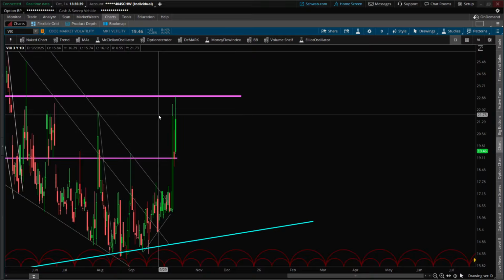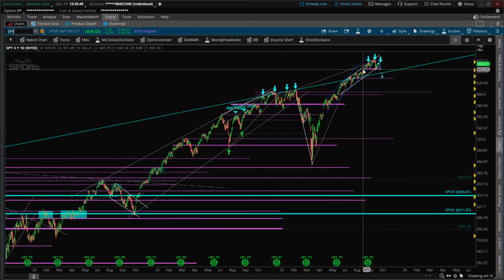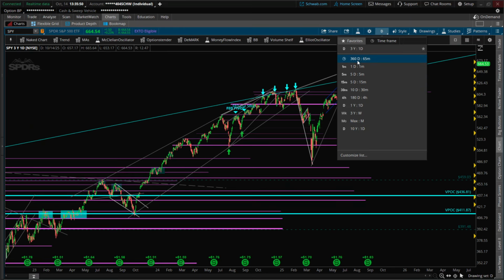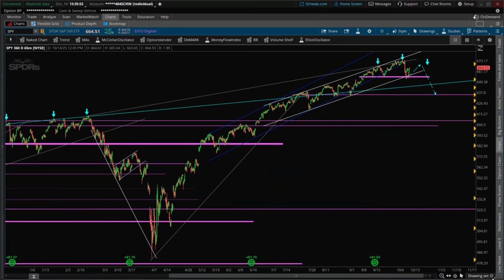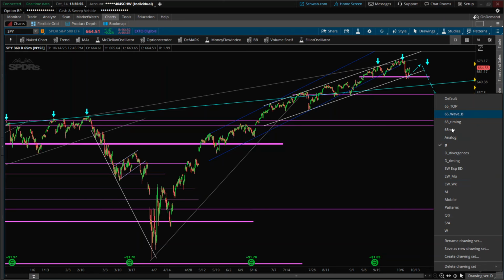This is kind of lining up, given that the market moved so heavily to the upside today. So let's check out the lower time frame so we can show you exactly what I'm talking about. All right, going to the 65. Here's our traditional look.